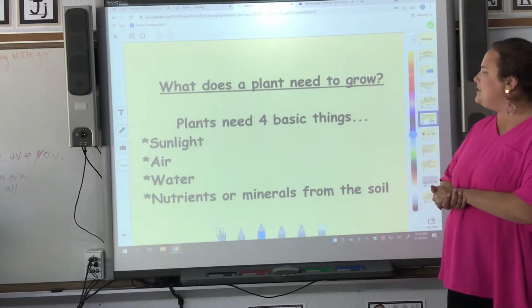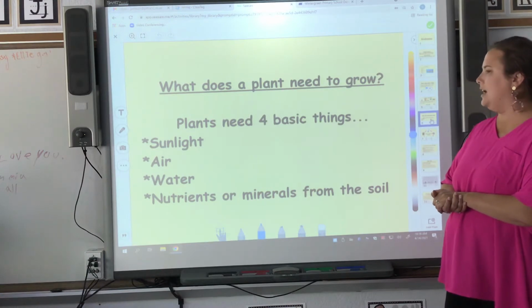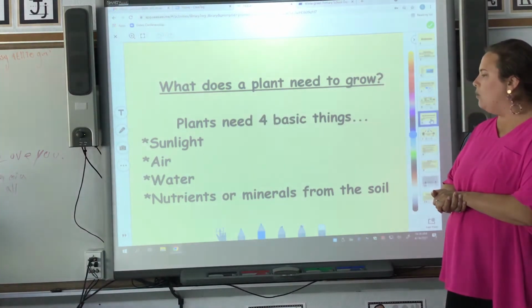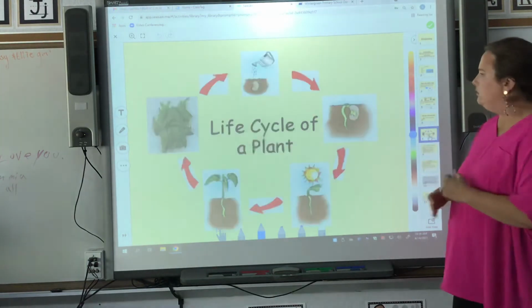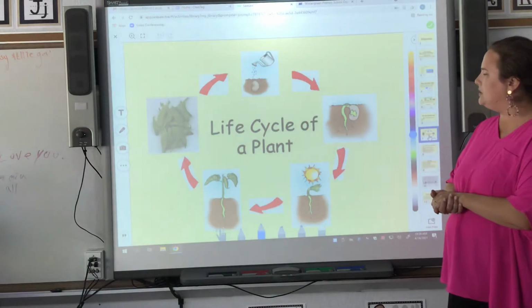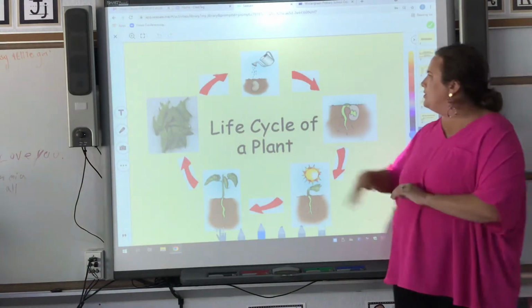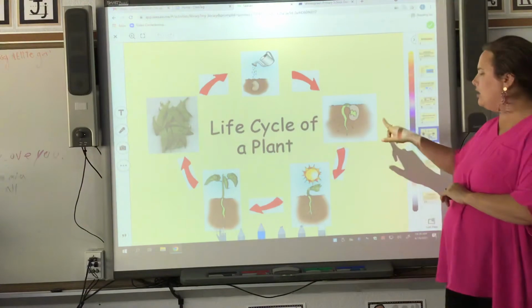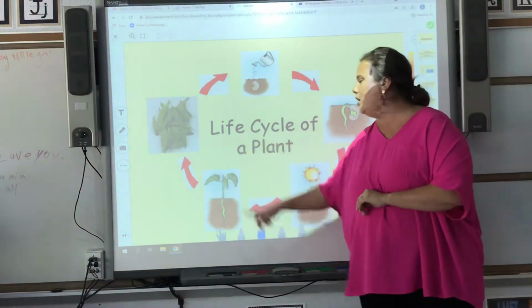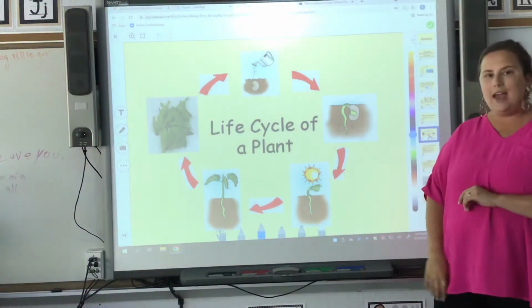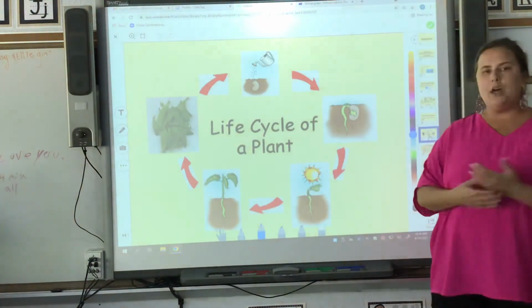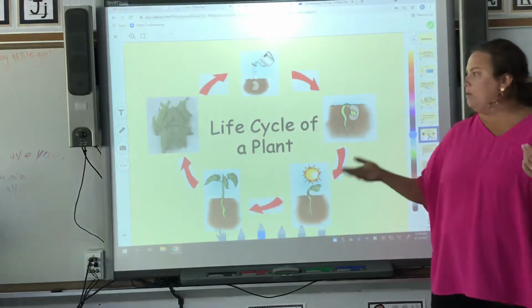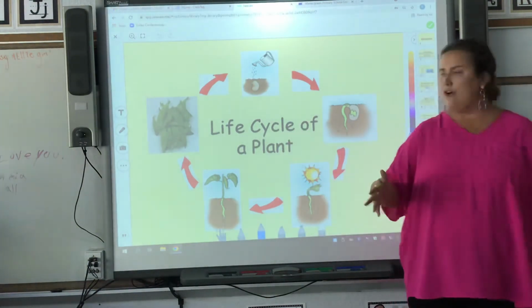So what does a plant need to grow? Plants need 4 basic things: sunlight, air, water, and nutrients or minerals from the soil. This is the review of the life cycle of a plant. You start with the seed, but the seed has to be watered in order to grow. Also, you have to have sunlight and air. And then over here, you can see the finished product from growing a plant, just like a farmer might grow a plant and we might get food from it, like beans.